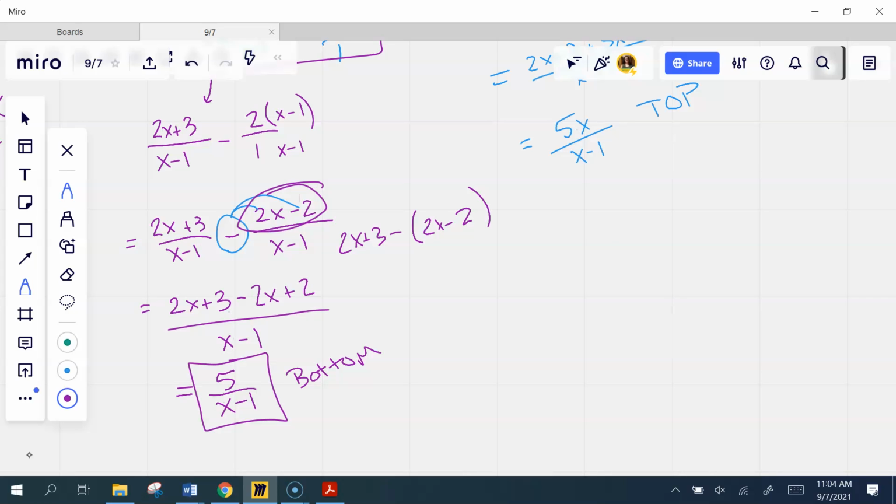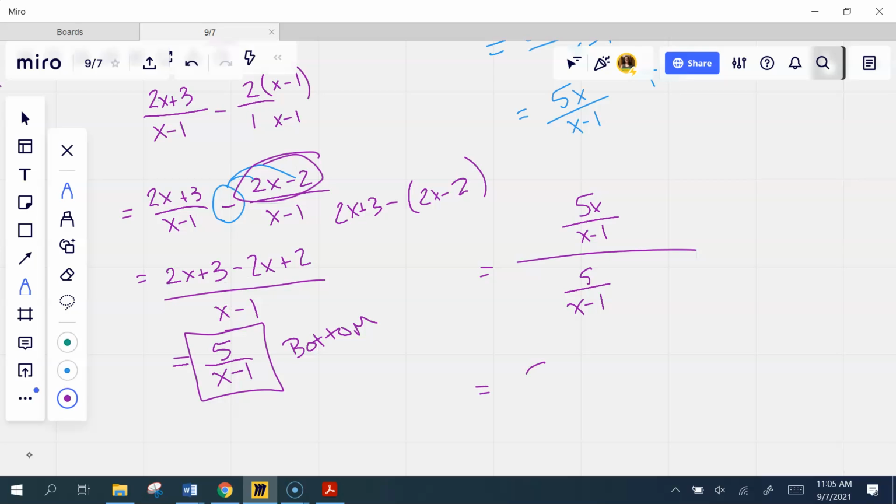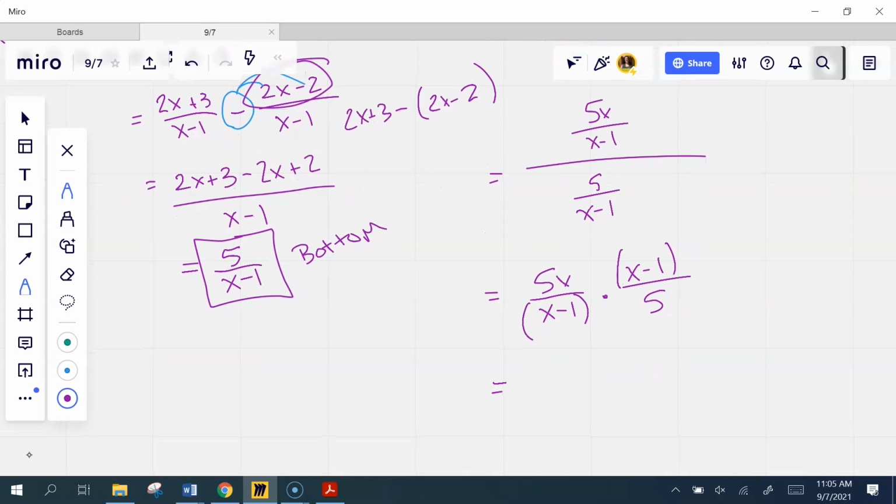So now it's time to put them together as just one fraction. So up top and on the bottom, what do I do when I have a fraction of a fraction? Multiply by the reciprocal. Take the top and multiply by the reciprocal of the bottom. Now I have some things that are going to happen. This is 5x times x minus 1 over 5 times x minus 1.